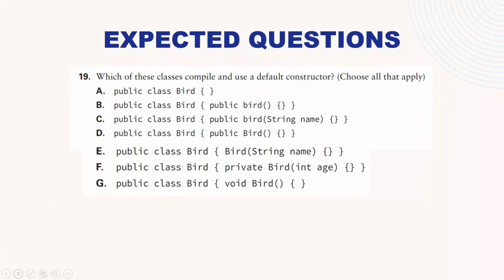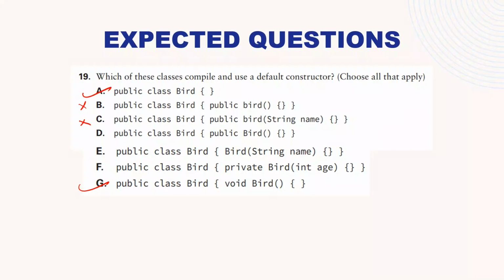Question number 19, guys. It says which of the following classes compile and use a default constructor. In this case, I will go with the options A and G. Now options B and C don't compile because the constructor name must match the class name. So we are just gonna ignore option B and C altogether, right? Since Java is case sensitive, these don't match. All right, so that is fine. We got that. We got rid of that.